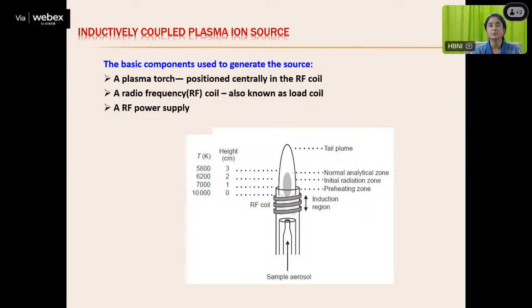Now, what are the various components needed to produce a plasma source? A plasma torch is needed. This is the plasma torch. Then a radio frequency coil, RF coil, is needed. This is the radio frequency coil, this one. And then an RF power supply is needed.